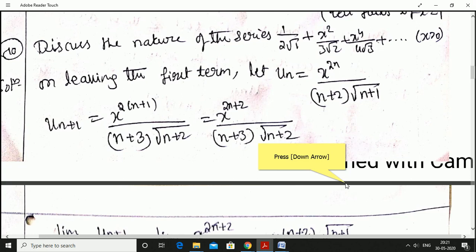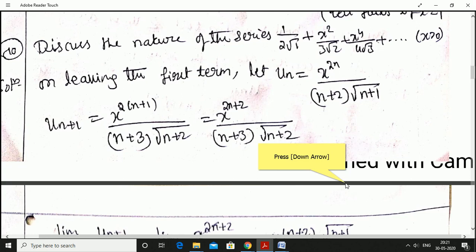On leaving the first term, un is equal to x square, x to the power of 4 dot dot dot means x to the power of 2n divided by 3 into root 2. Okay. 3 can be written as n plus 2. Root 2 square root of n plus 1. 3 into root 2, 4 into root 3. 3, 4, 5 means n plus 2.